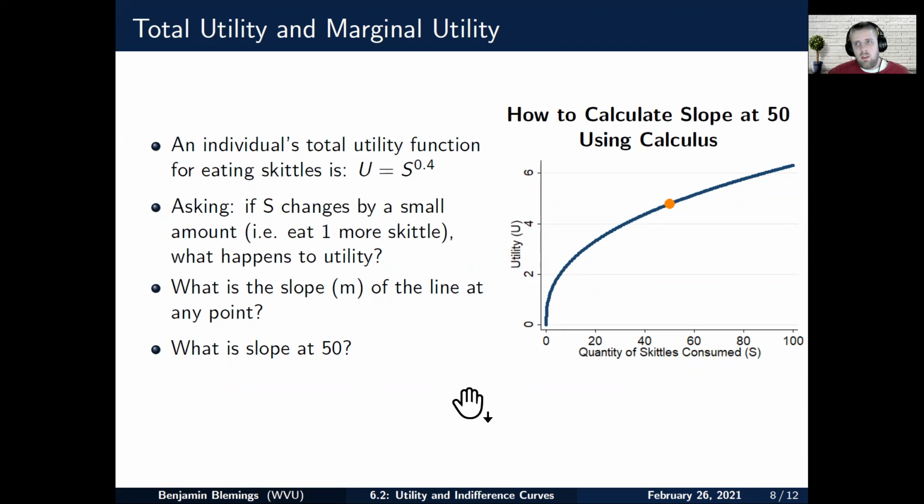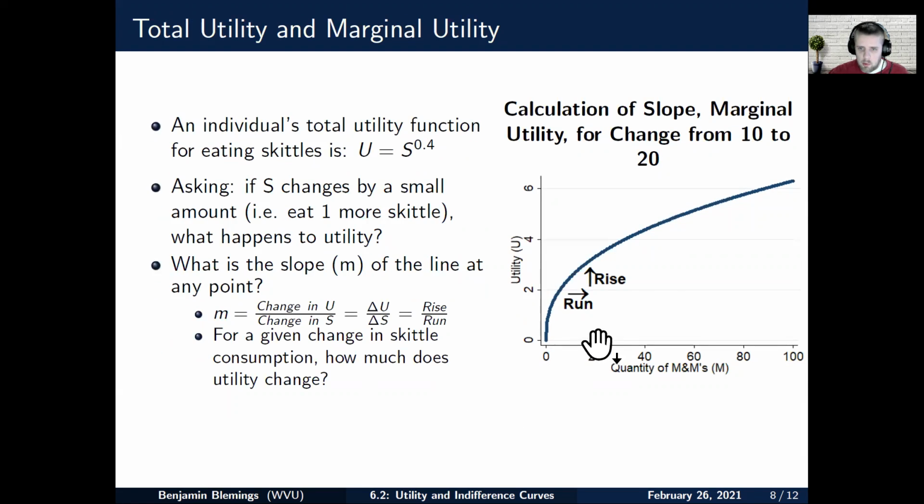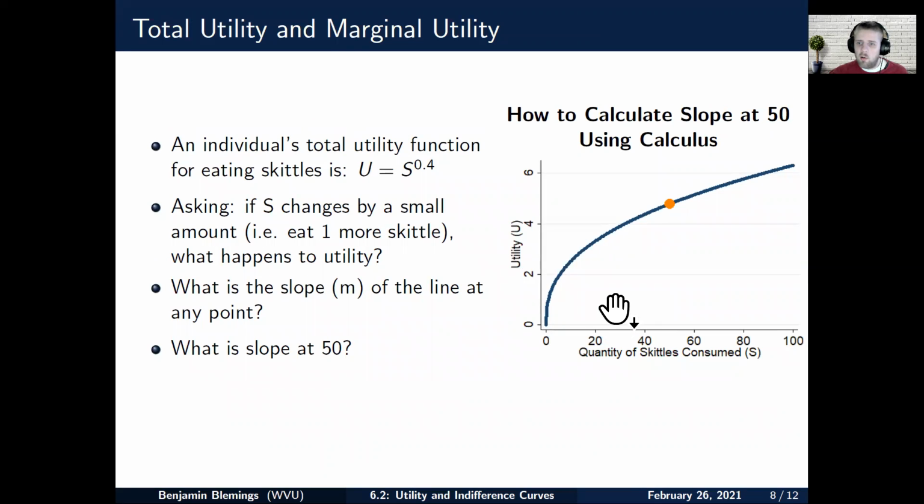However, that kind of between-two-points approach, as you can see, we go from like 10 to 20 M&Ms, is not going to always work for us. What I mean is, what if we want to know the marginal utility of the 50th Skittle? Not going from 49 to 51. We want to know, if I eat this 50th Skittle, how much extra utility will I get? We can't go from 50 to 50 because we're going to have rise over run. Our run will be 0 and we'll be dividing by 0, which is an undefined number. Okay, so what do we do?